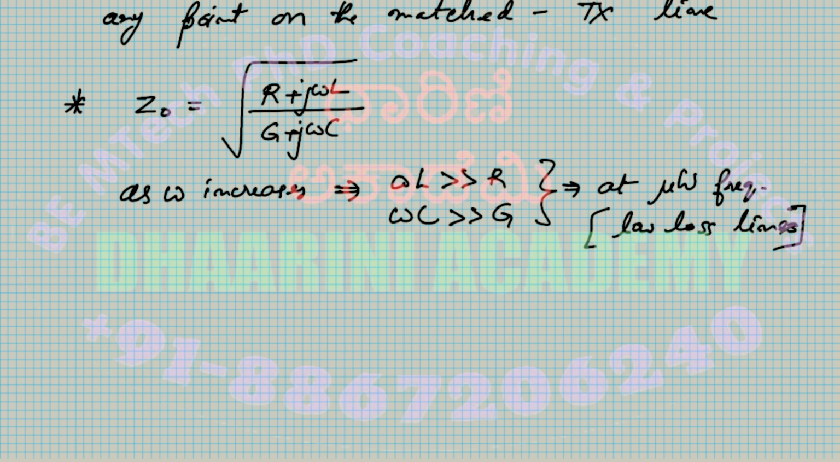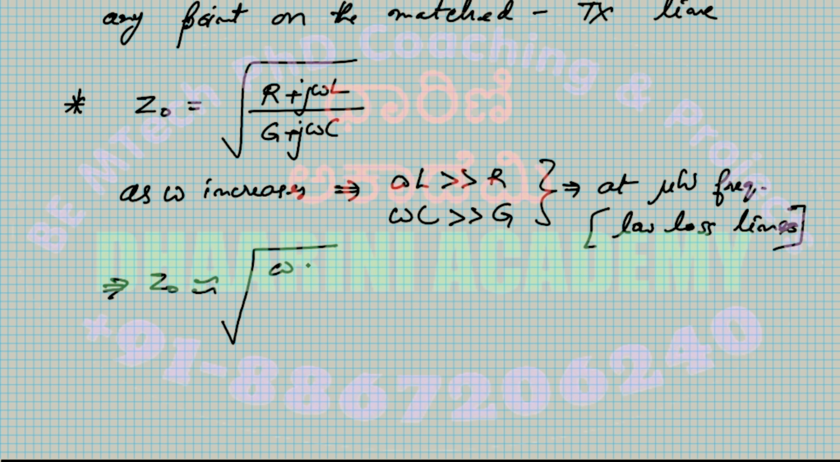So now I can neglect R and G, and I can write that under this condition Z naught can be approximated to square root of omega L by omega C. Anyway, omega will also cancel. This is just L by C. So the real answer, Z naught is not complex now. That's why you call it R naught. Already we discussed this point once.